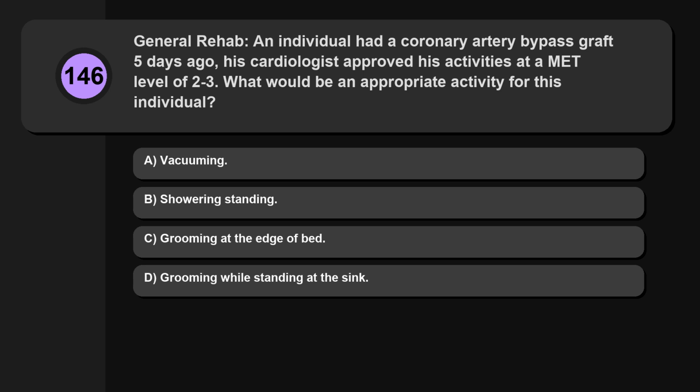Question 146. General rehab. An individual had a coronary artery bypass graft 5 days ago. His cardiologist approved his activities at a MET level of 2 to 3. What would be an appropriate activity for this individual? Option A. Vacuuming. Option B. Showering standing. Option C. Grooming at the edge of bed. Option D. Grooming while standing at the sink. The correct answer is option Nan.